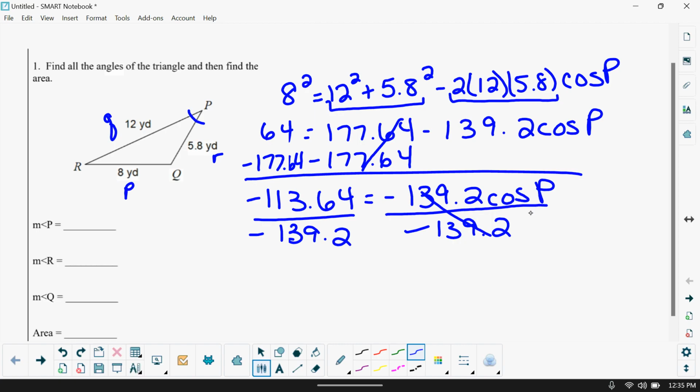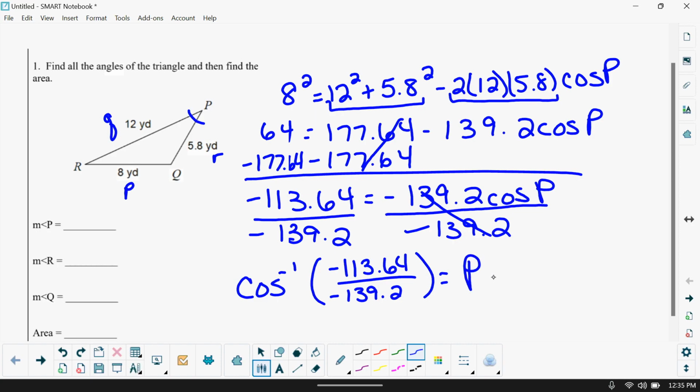And then in order to separate cosine and P, we take the inverse of cosine. We do need to make sure our calculator is in degrees. Negative 139.2, we'll do equals. Okay, so second cosine 64 divided by 139.2, and I get 35.3 degrees.